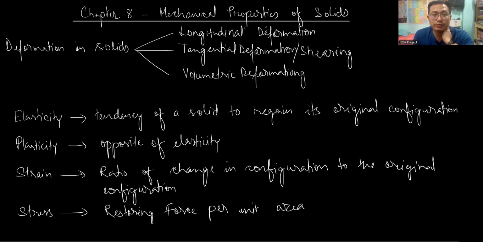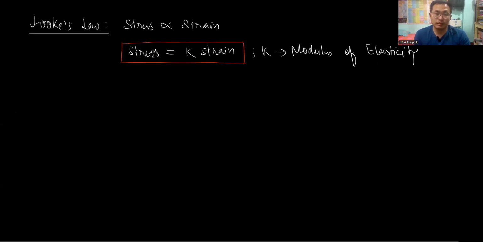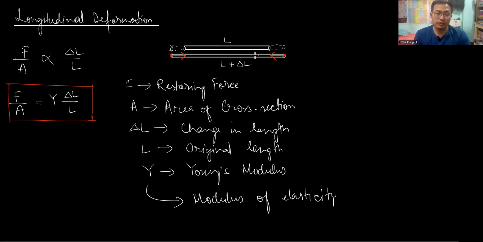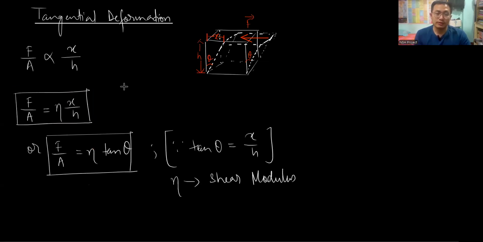Chapter number 8, mechanical properties of solids: longitudinal deformation, tensile deformation, shearing, then volumetric deformation. There are some definitions such as elasticity, plasticity, strain, stress, and the relationship between stress and strain, Hooke's law, which is directly proportional. Then you have longitudinal deformation, where it is stretched or compressed, and tangentially, shearing, or twist.